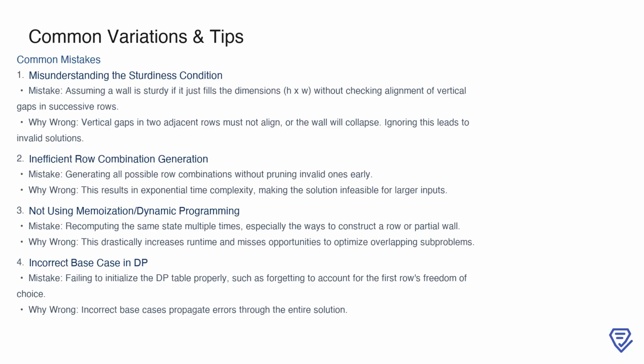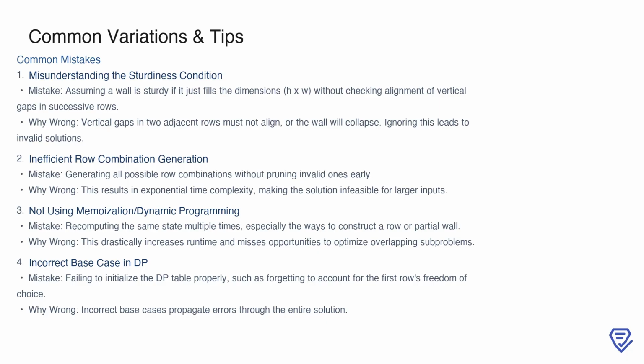Another frequent error lies in how row combinations are generated. Blindly generating all possible rows without eliminating invalid ones early on leads to exponential growth in computation time. This makes the solution impractical for larger inputs. Additionally, failing to use memoization or dynamic programming is another pitfall. Without these techniques, the same states are recomputed multiple times, which wastes time and misses the opportunity to optimize overlapping subproblems.